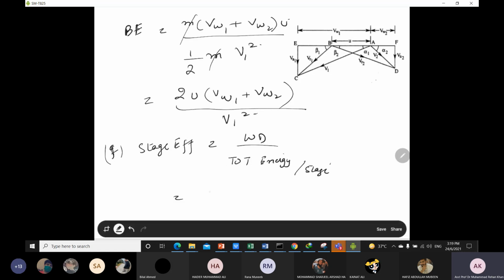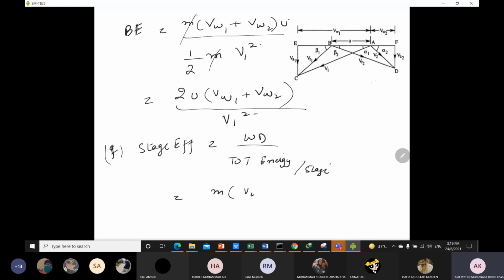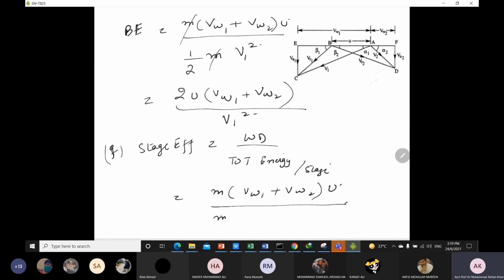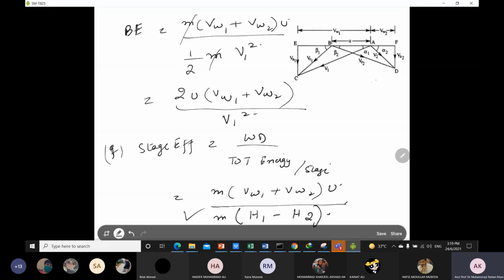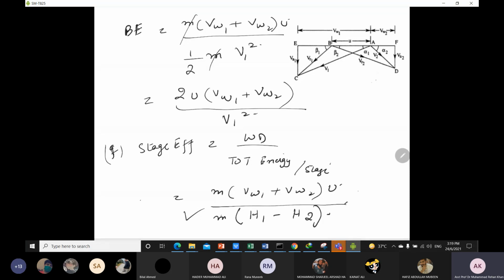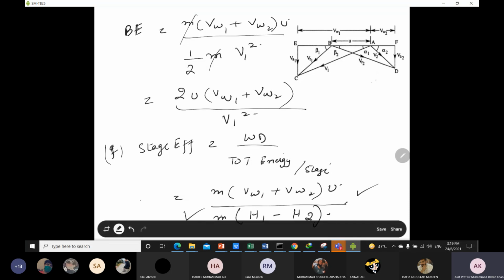This work done WD is the same formula, mass flow rate into VW1 plus VW2 into blade velocity, and now the total energy per stage. Because there is an involvement of total energy, we definitely have to look into the enthalpy value. Here you can see there is a heat drop, so m into H1 minus H2. We will look into how to find these values if we need them in the problem statement. Till now you just have to note down these formulas because we will use them while solving problems related to velocity diagrams.